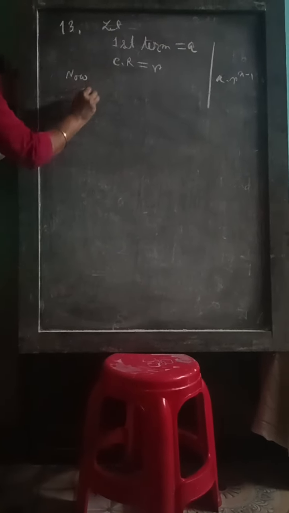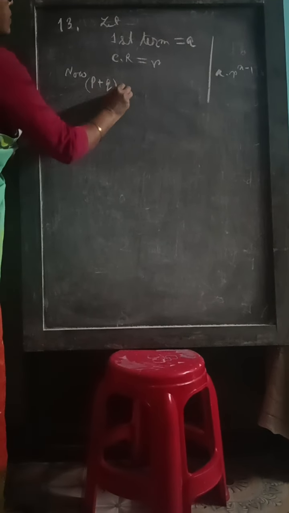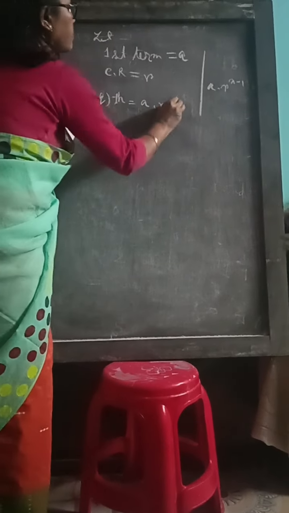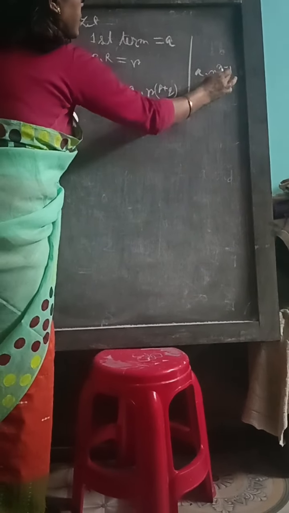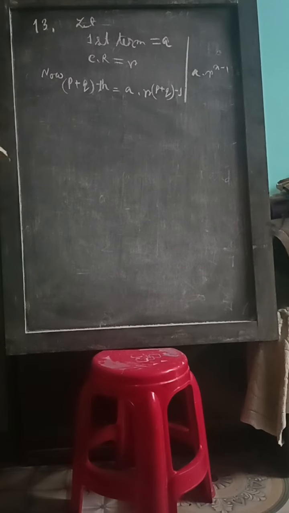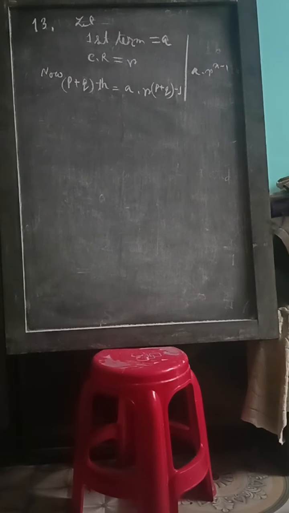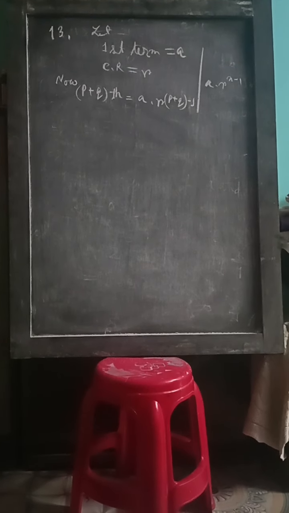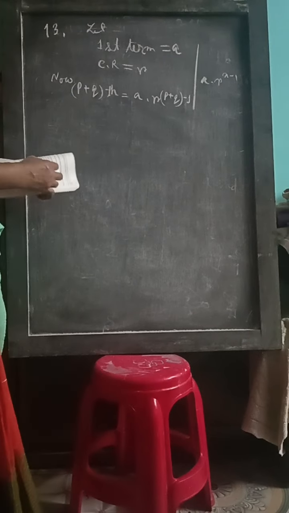What you have to find? You have to find the p plus q term. Now the p plus q term is equal to a into r to the power p plus q minus 1. It is the p plus q term. And this is equal to what is given? This term is equal to m.